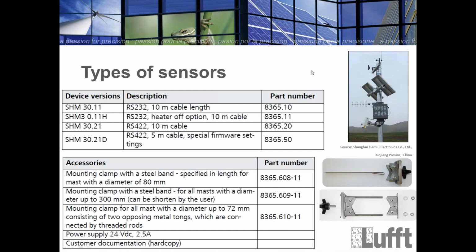We continue. Types of sensors. We have three main types of sensors. You can also see that there's number 4 here, which is not really popular. It's there, but it's a special firmware setting. In fact, we have 3 sensors.